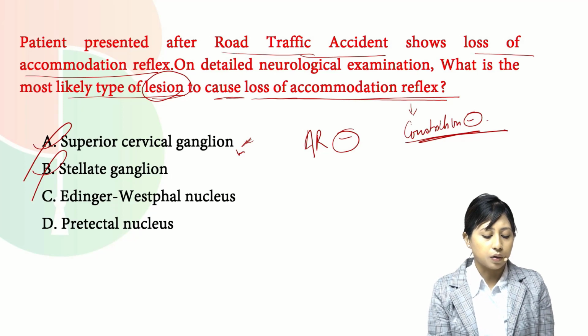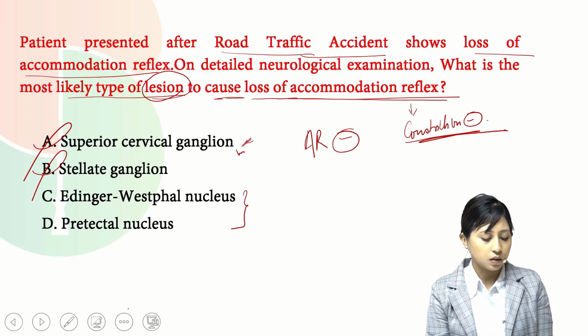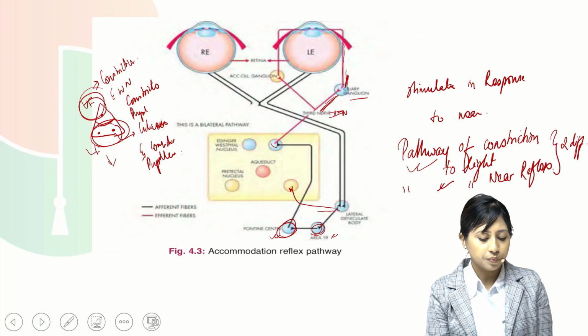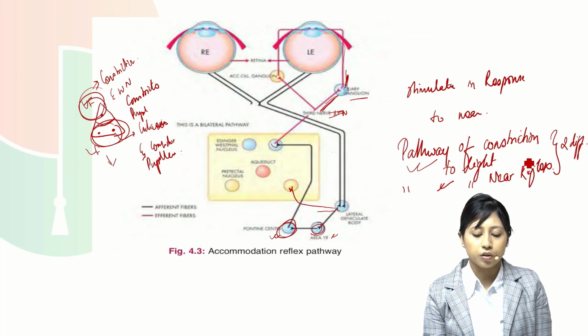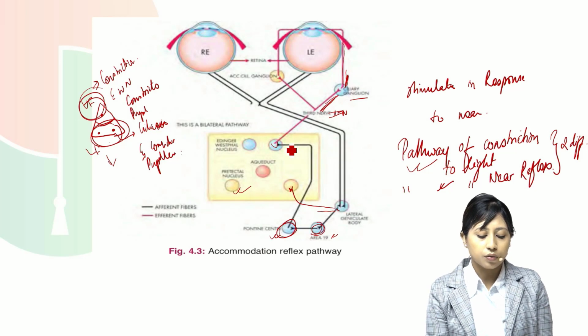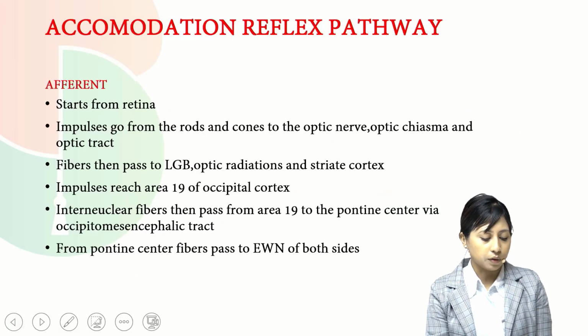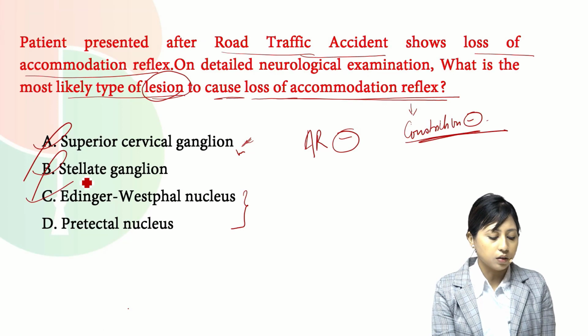Pretectal nucleus. About these two, I made it clear in this picture that the pathway of constriction to light was pretectal and the pathway of near reflex was Edinger-Westphal. So we are talking about the Edinger-Westphal nucleus. So this is our correct option.